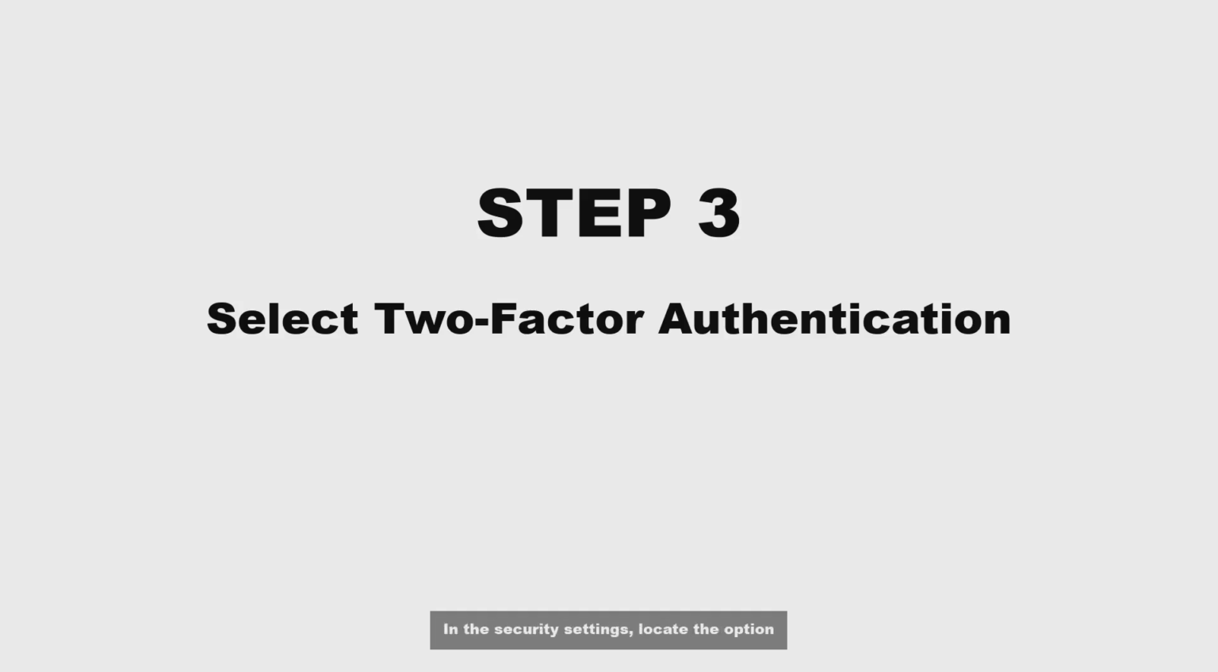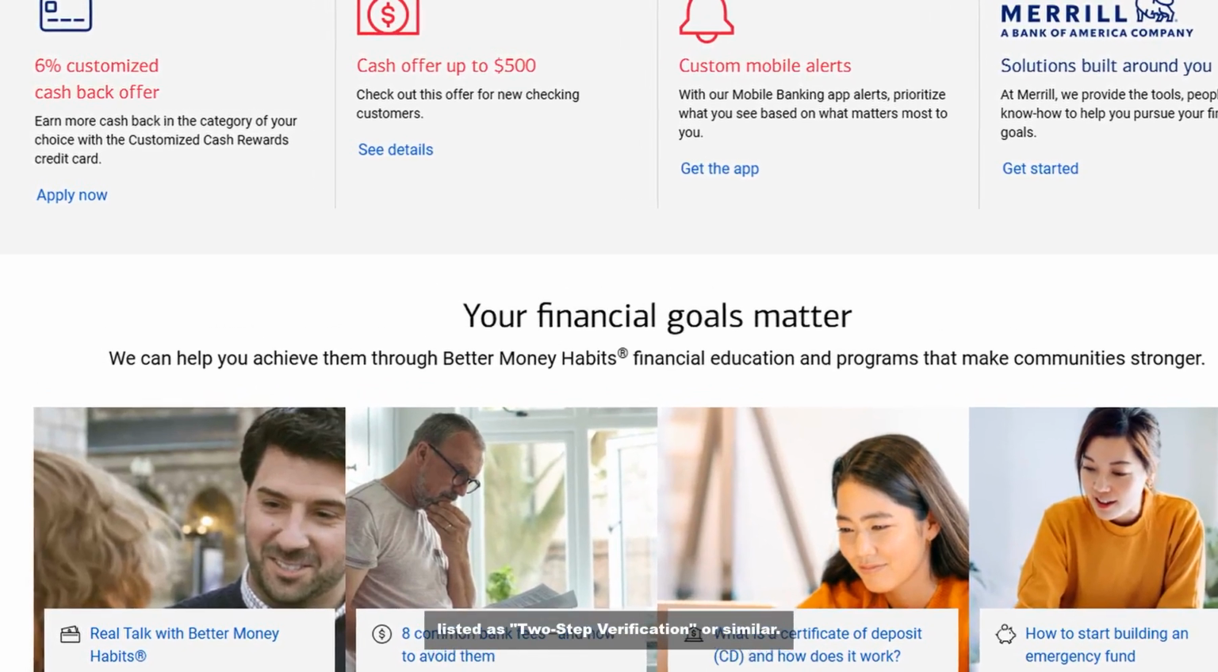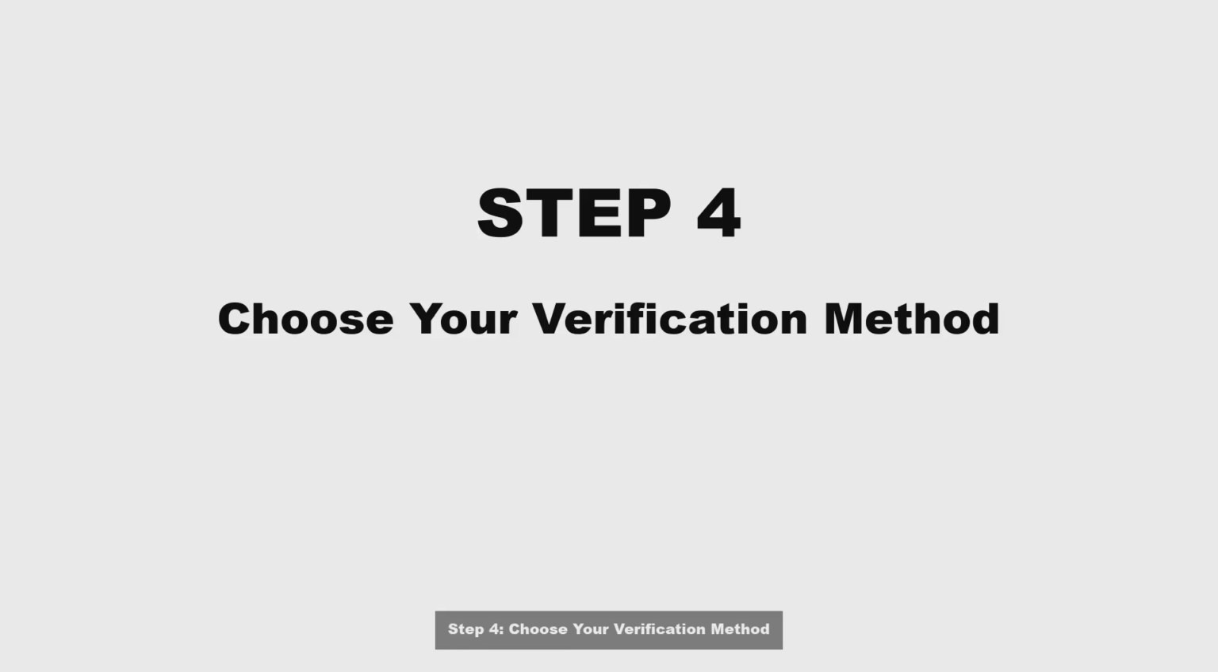Step 3. Select Two-factor authentication. In the Security Settings, locate the option for two-factor authentication. This may be listed as two-step verification or similar.